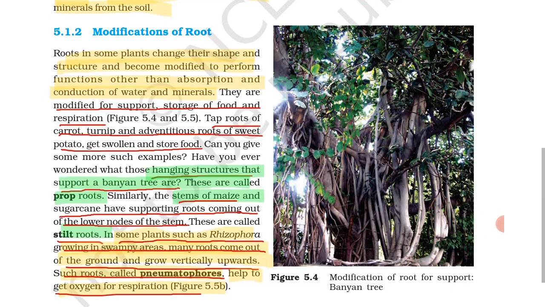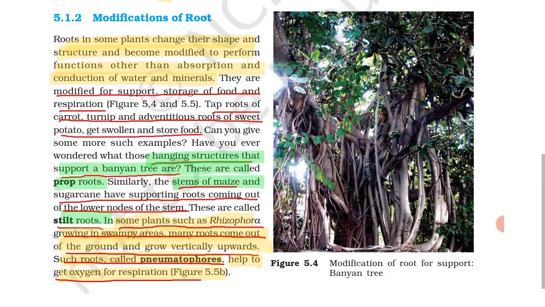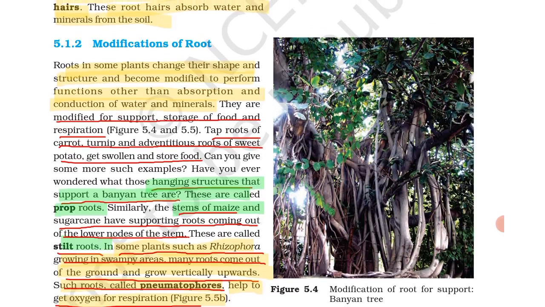So let's learn in figures 5.4 and 5.5. See this figure 5.4, modification of root for support, that is the banyan tree. You have seen earlier that the banyan tree has hanging structures, and these hanging structures are called roots, and these roots are for support of the tree. So the example is the banyan tree, and this is a great modification of plant for support.